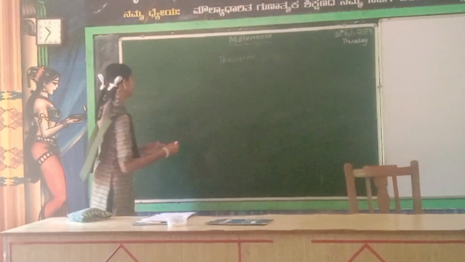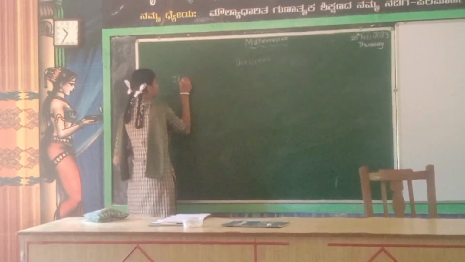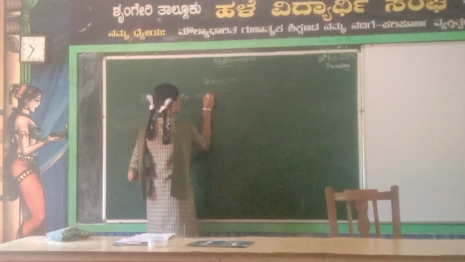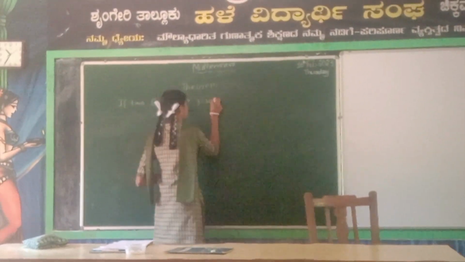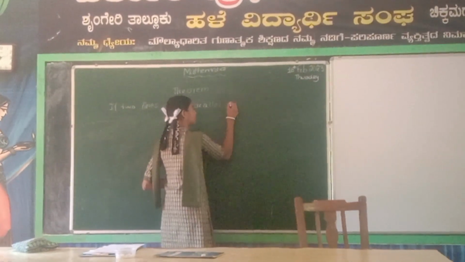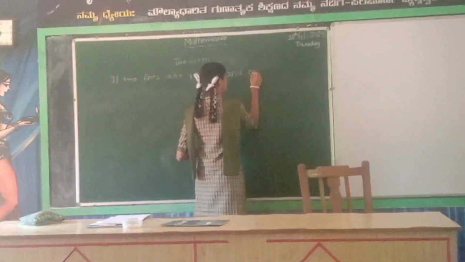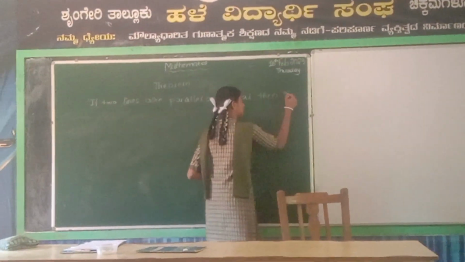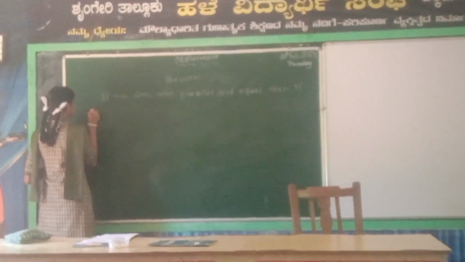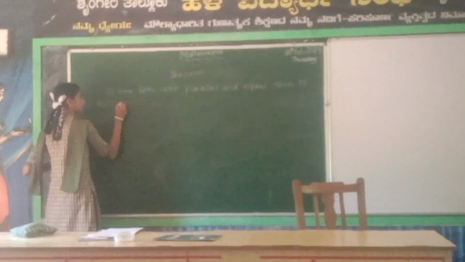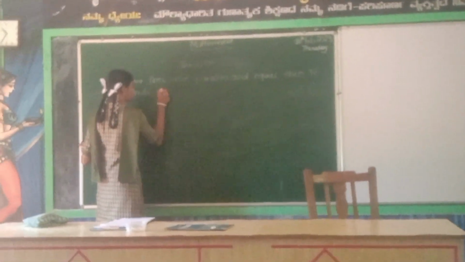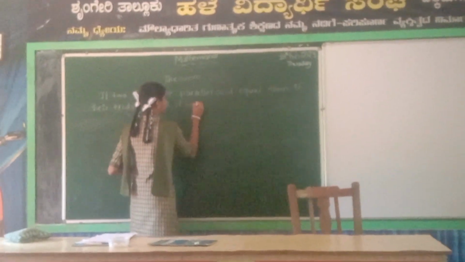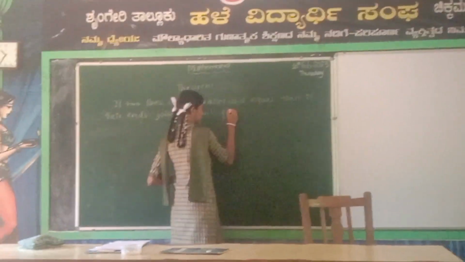As I told, the theorem is, if two lines are parallel and equal, then if their ends join, it will give a parallelogram.